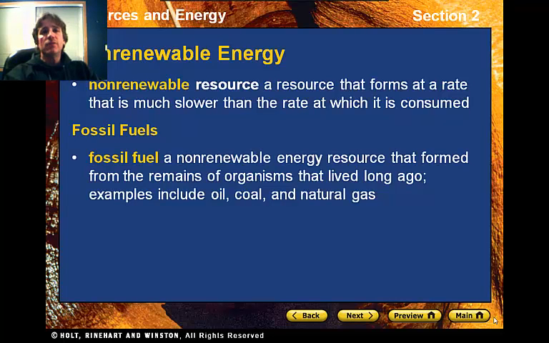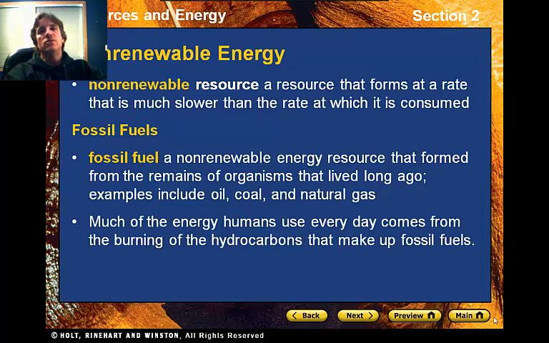One of those non-renewable energy resources are fossil fuels. Usually they're the remains of organisms that lived long ago. You have oil, coal, natural gas. All those come from the ground, and they're made from plants and animals that passed away a long time ago. Much energy humans use every day comes from the burning of these hydrocarbons that make up our fossil fuels. So all that stuff we burn to charge your iPod and run your PlayStation, they're all part of that.